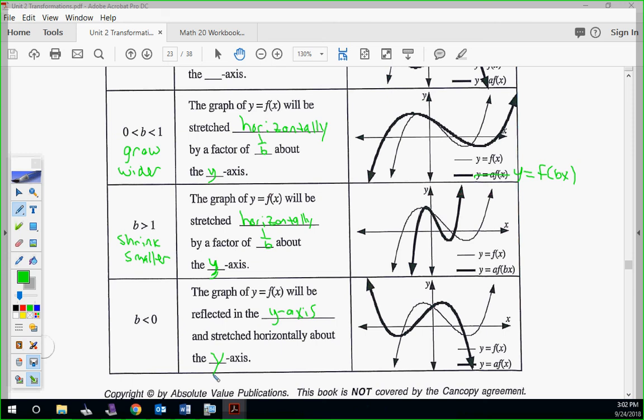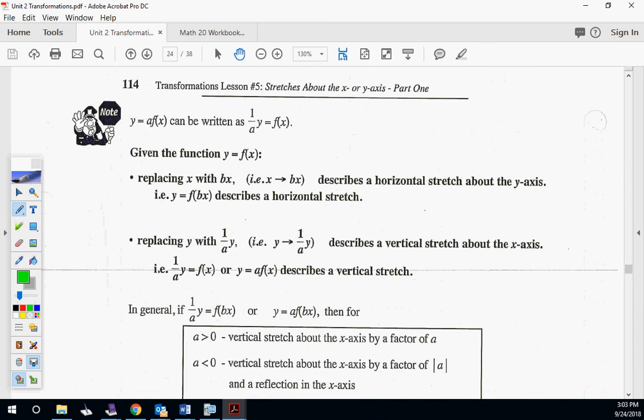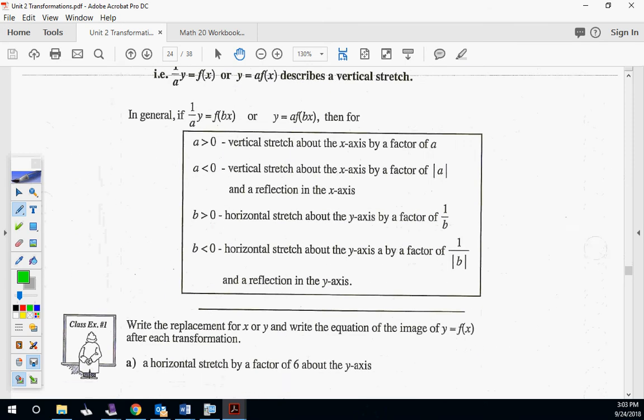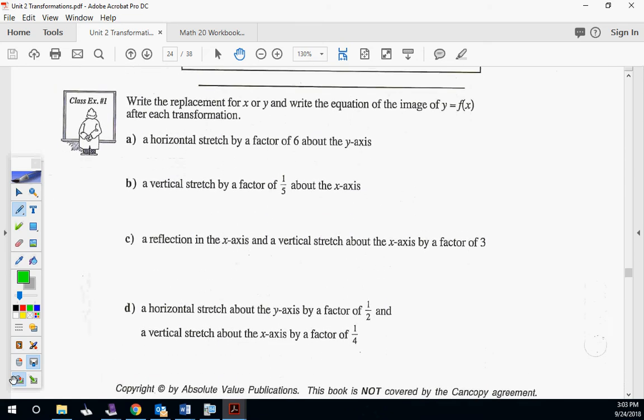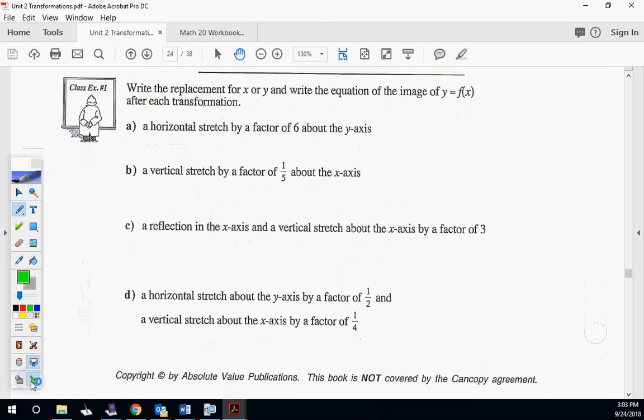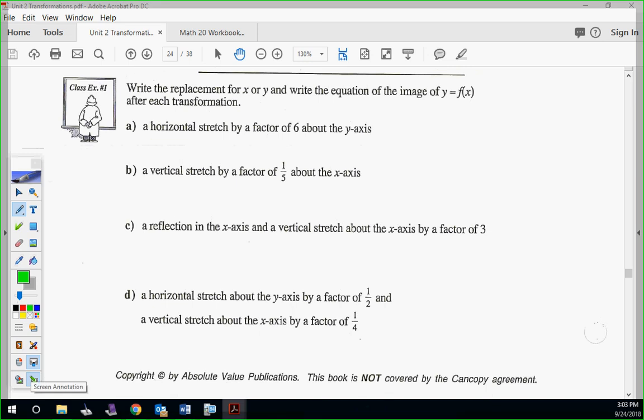All right, let's do a few examples here. So we got the basics down. This is just reviewing what we just talked about. But let's look at these. You guys chime in. Let me know what you think the answers are here. Write a replacement for x or for y in the equation y equals f of x after each transformation. So they say it's a horizontal stretch by a factor of 6. How would you write that?